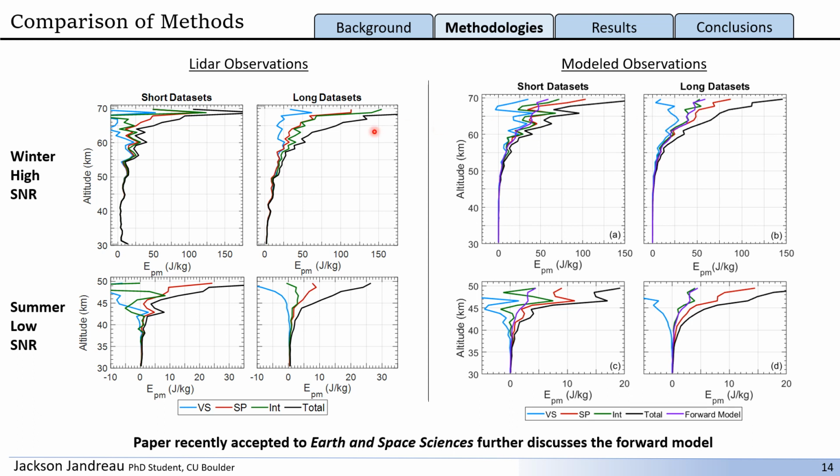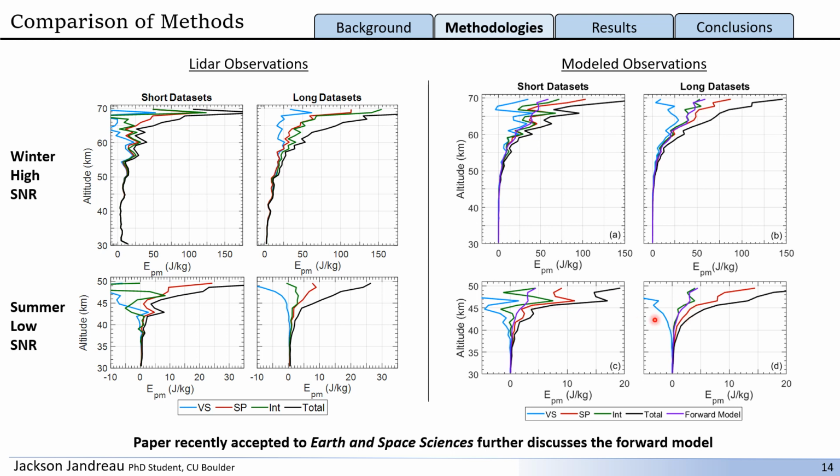Spectral proportion, however, yields reasonable results in both the large and small samples of winter data and agrees with the interleave method even in the low SNR summer at lower altitudes. However, in the summer at higher altitudes, we can see that it begins to depart from the interleave method. When we compare this with the corresponding plot in the forward model, we see a similar behavior and can see that this is an overestimation from the true EPM in the wave field as shown by the purple line.